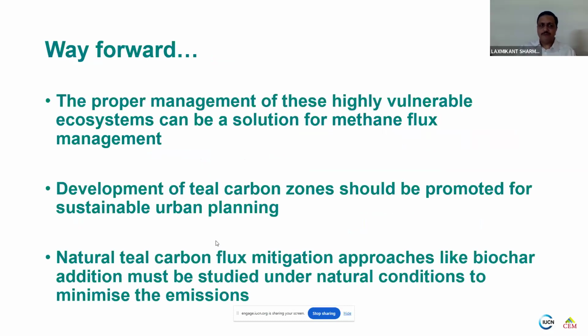So the result is a way forward for each and every community, the scientific community working in this way, that proper management of these highly vulnerable ecosystems can be a solution for methane flux management. Development of teal carbon zones should be promoted for sustainable urban planning. Natural teal carbon flux mitigation approaches like biochar addition must be studied under natural conditions to minimize the emission.